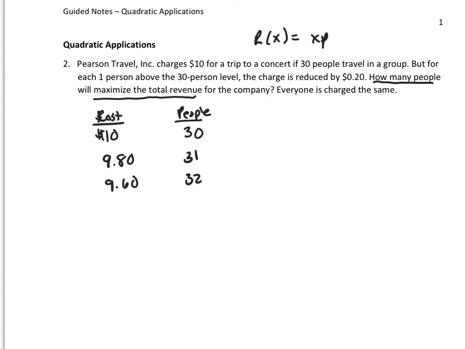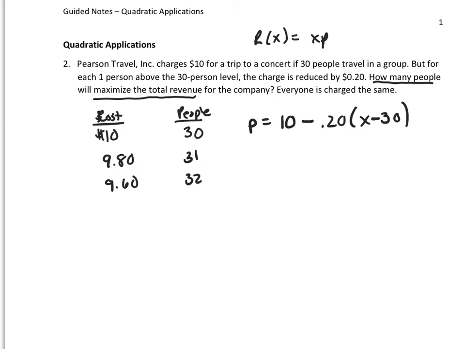And I think it's going to be best to find an equation for price. So what happens to the price? The price is $10. And it decreases, so I'm going to put a minus sign. It decreases 20 cents for each person above 30. So X minus 30. Now you have to play around with this to make sure you have the right equation. I had to think about it. I didn't just write it down.